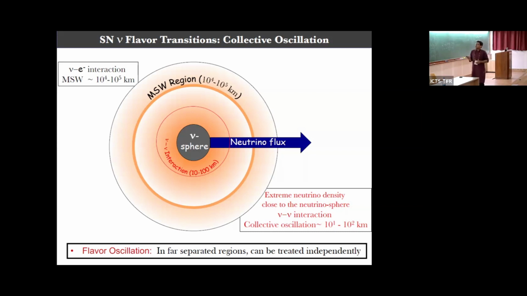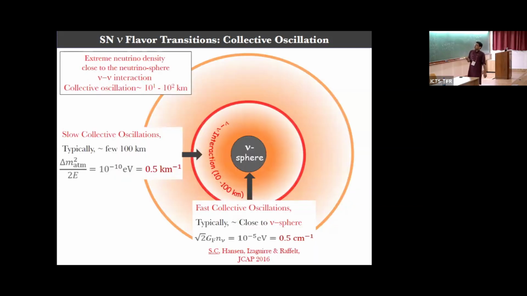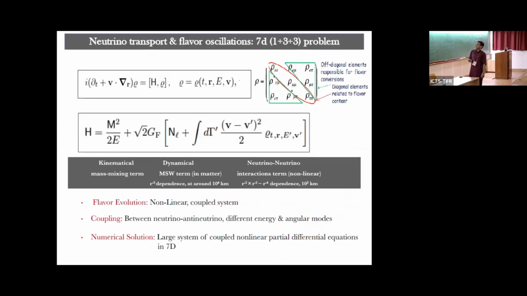Now neutrinos are coming out. While coming out, they interact with other neutrinos somewhere here. This is what we call the neutrino-neutrino interaction. Further out, you have the normal MSW scenario. And as I pointed out, very close to the neutrinosphere you have something called fast collective oscillation. As you go further out, around 100 kilometers, you can have what is known as slow collective oscillations. We are going to look into these different oscillation effects in some detail.